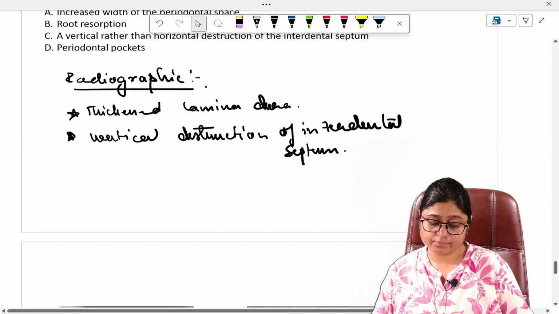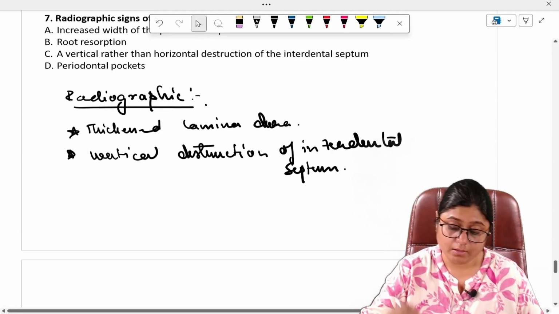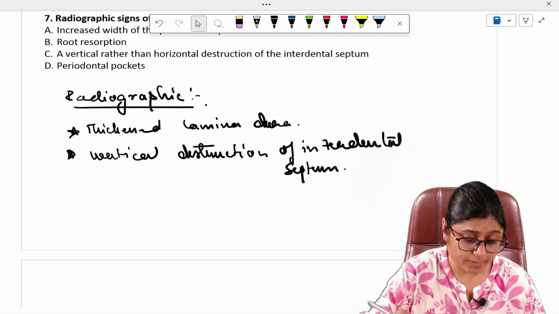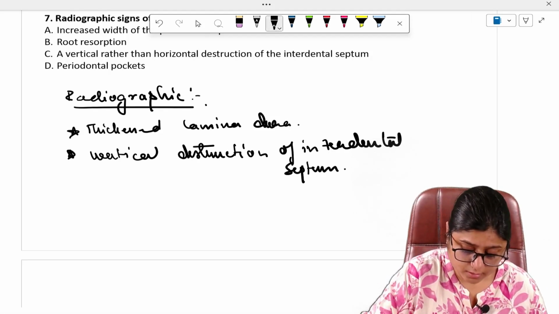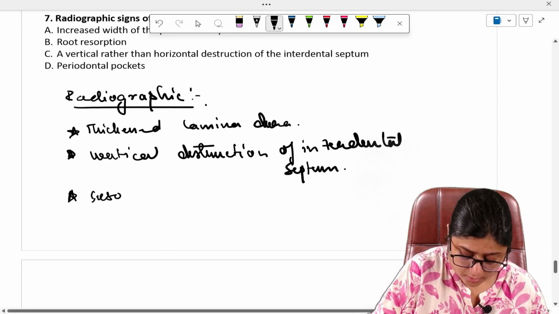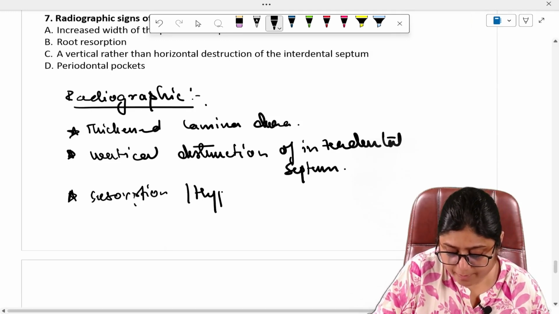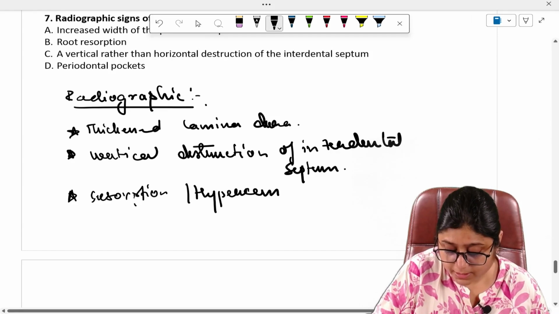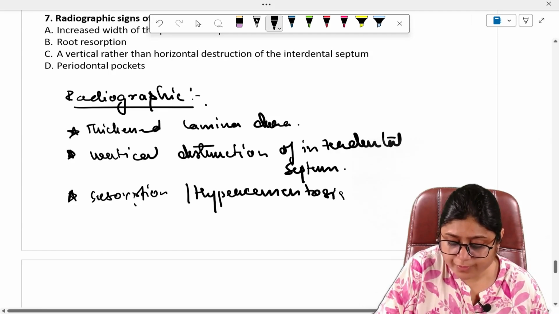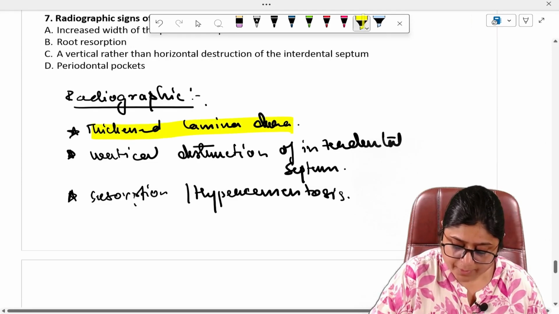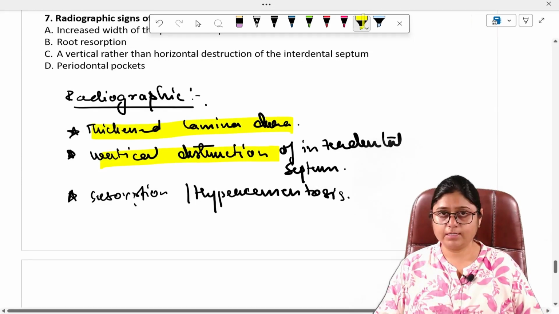And you can also see resorption in some cases, or in some cases you can see hypercementosis. But in most of the cases, the features which you will find are thickened lamina dura and vertical destruction of the interdental septum. Okay.